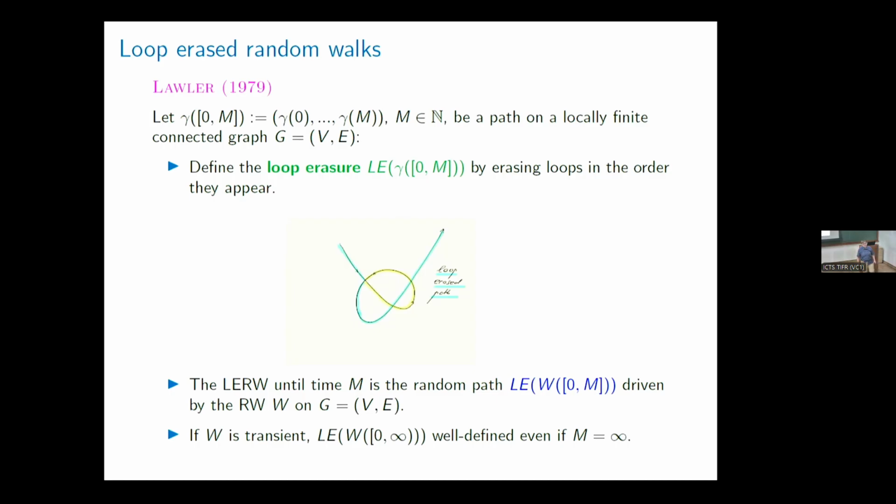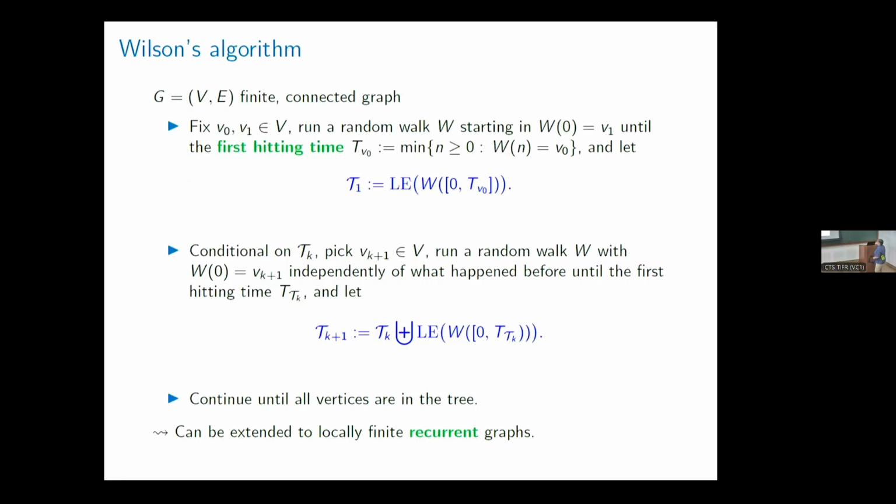You can actually extend it easily for an infinite one, because the point of transient graphs or transient walks is that you see each point only a finite number of times. You do not keep erasing the same loop over and over again. So for transient, everything is fine.